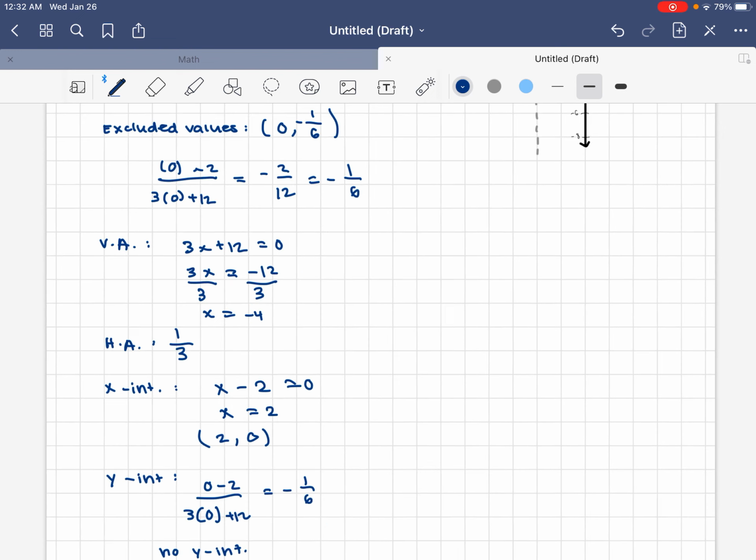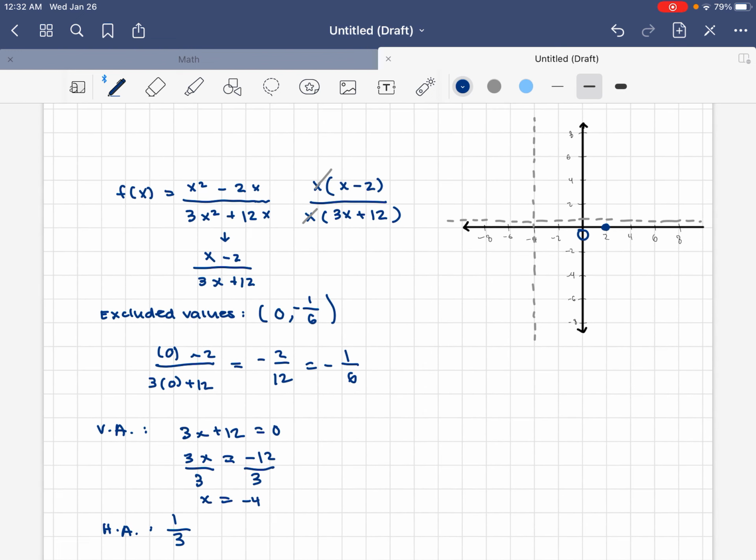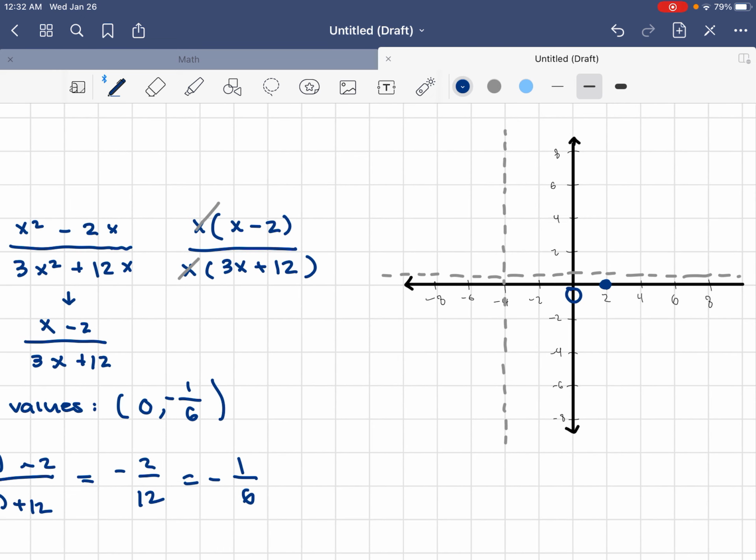Okay, so with this information, we can draw our graph. So this is technically just a rough sketch, but it gives us an idea of our domain and our range, which we'll find afterwards. So let's graph this.